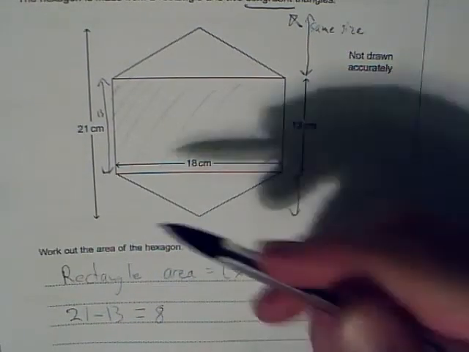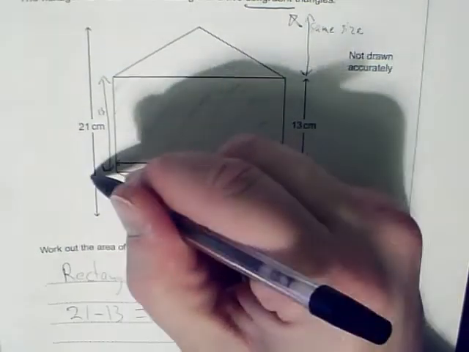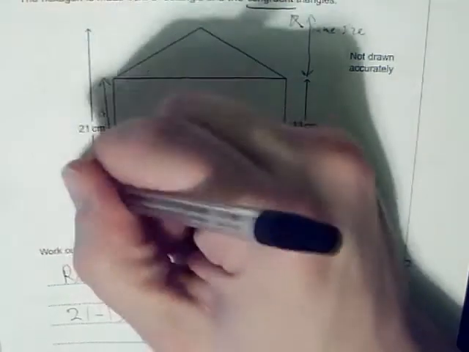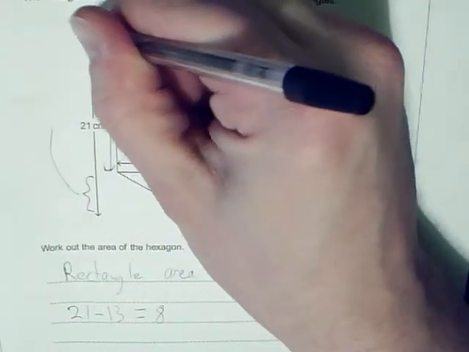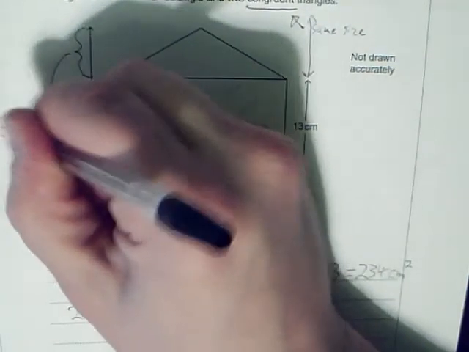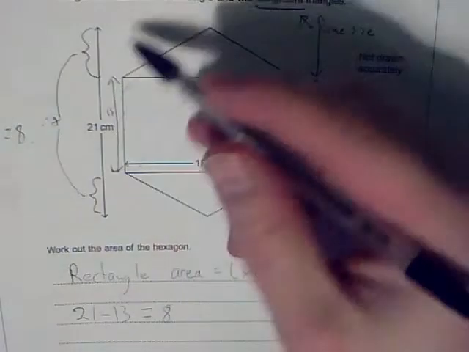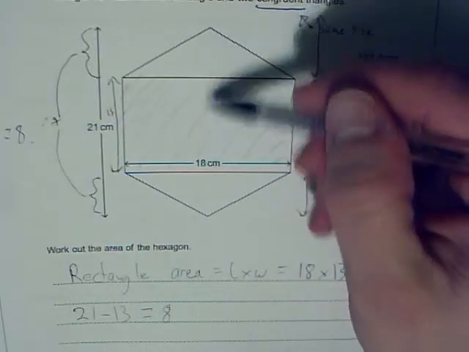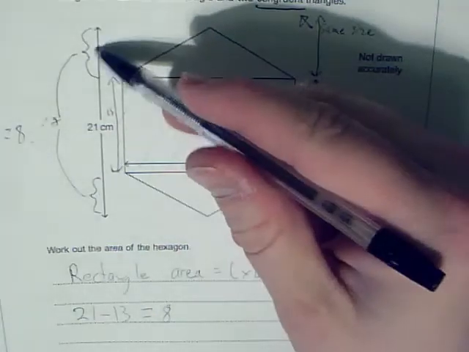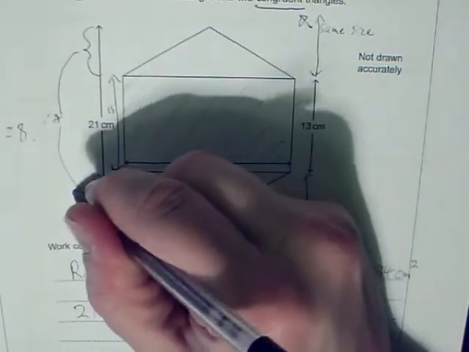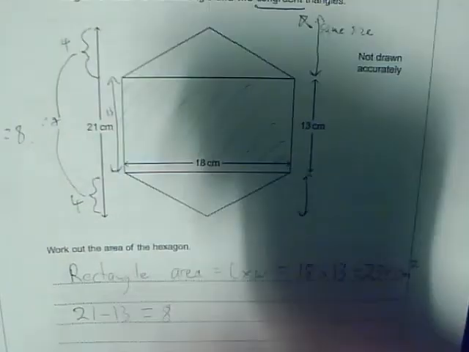Alright, so I got 8 centimeters of this part here plus that part there together. Okay, that comes to 8. That bit plus that bit equals 8. Alright, fine. Okay, so if these are congruent, then this has got to be the same as that, so they've got to be 4 each. That's got to be 4, that's got to be 4.